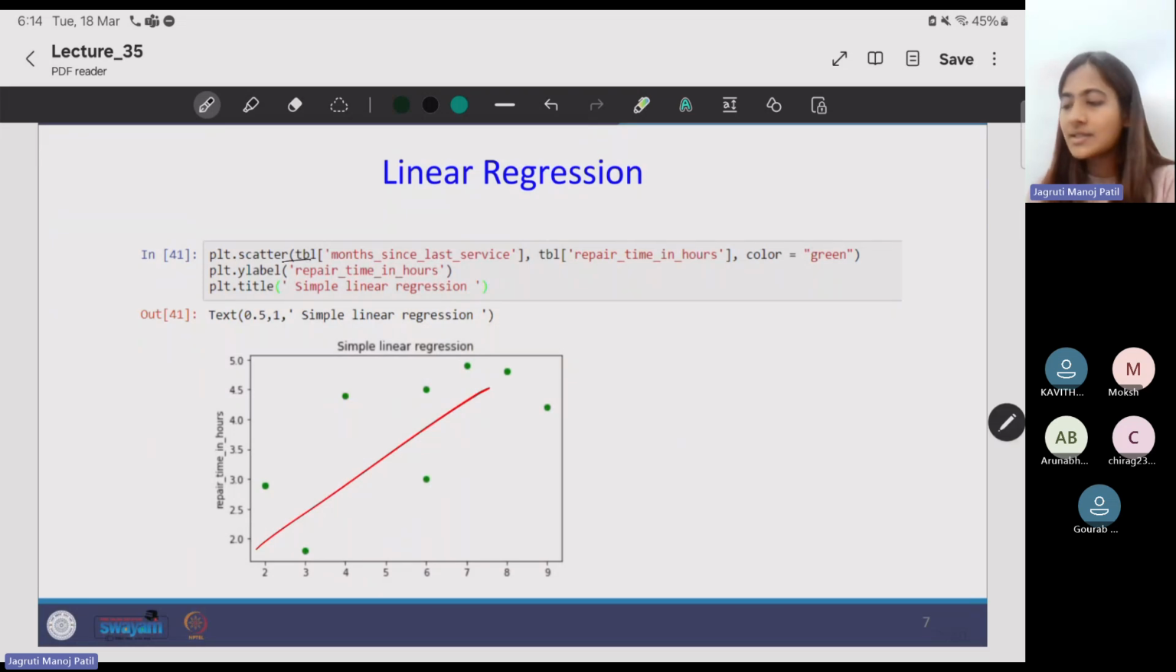Let's just do a scatter plot here. It's not linear regression yet. We are just plotting the data. So what do you see? The data is very much scattered here and there, and you can't form a particular line across it.